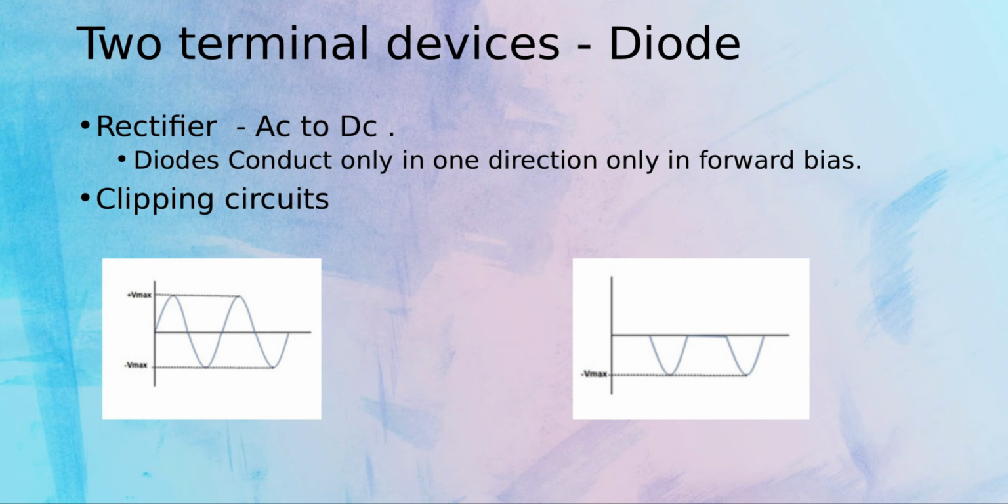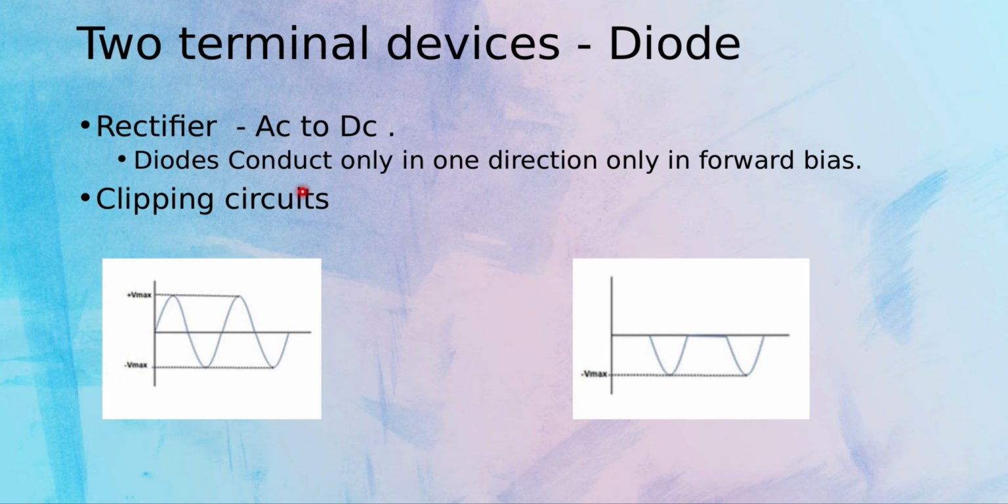They are used as rectifiers. Rectifiers are devices that convert an AC signal, that is an alternating current signal, to a DC signal, that is a direct current signal. These diodes conduct only in one direction and operate only in the forward bias condition.